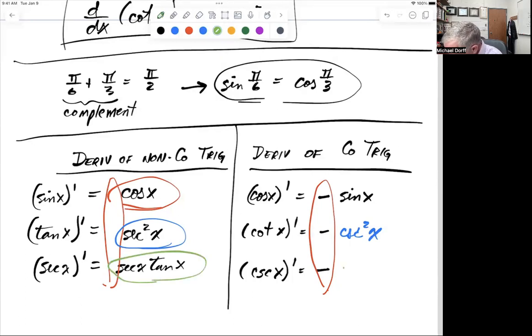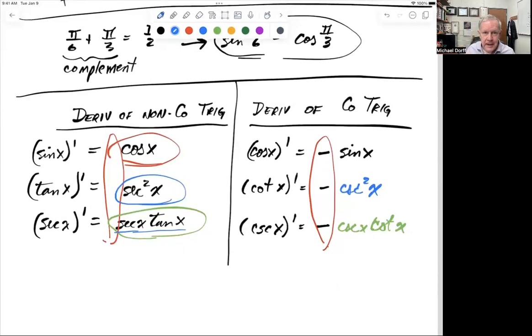So now I get cosecant x cotangent x. Whatever I had over here, I do the co of it. Whatever's on the left side for the derivative, I take the co of it, and that goes on the right side, and I put a negative in front of it. I think that's really cool. Everything that has a non-co trig function is a positive value for its derivative. If I memorize those three, then I can find the derivatives of the co-trig functions by putting a negative in front of the equivalent part and taking the co of what I had for the non-co.